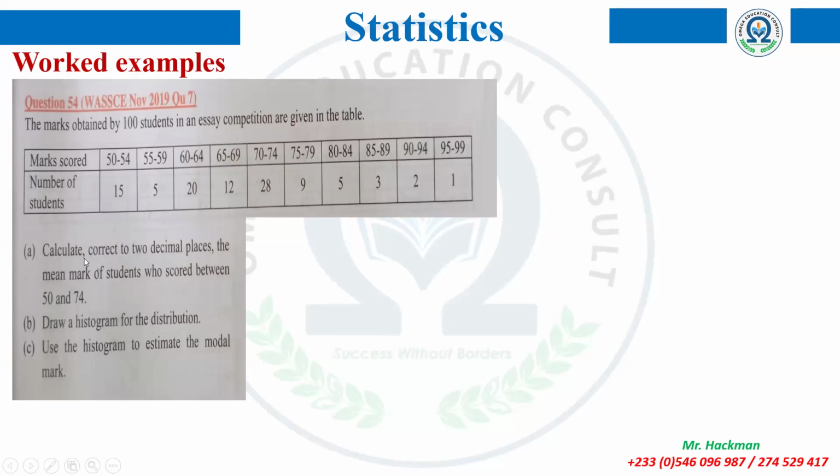So you underline 2 dp, and you note that it said scored between 50 and 74, so you are not looking for the mean of the entire data. Those of you who went to find the mean of the entire data were not particular. Students see questions and think it's the usual one, as if they are programmed that way. I don't know why though.